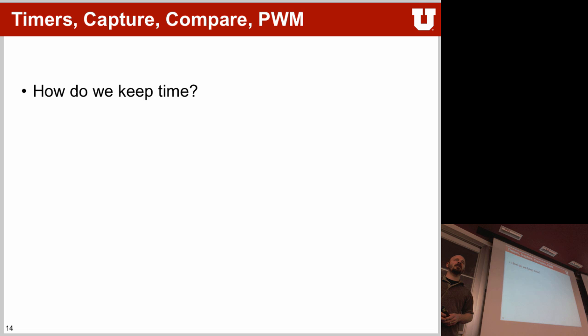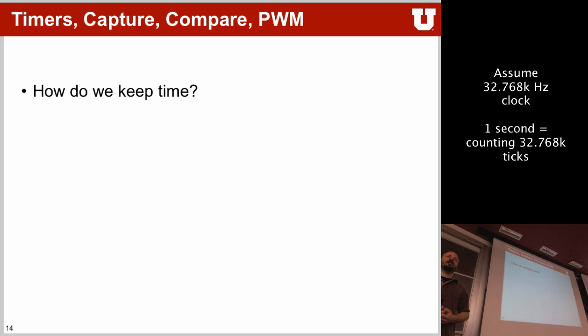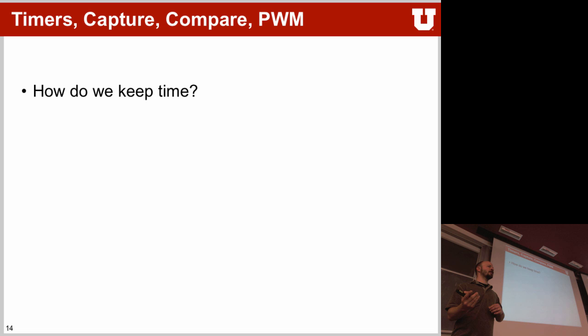You can count at a certain frequency. How do you know what 1 second is? So assume you have a 32.768 kHz clock that comes in. You have to count 32,768 ticks to get 1 second. It's really not that hard to make this division. Sometimes it becomes a little bit harder to do the reverse, but it's just some division and some multiplication with the right clock frequency.